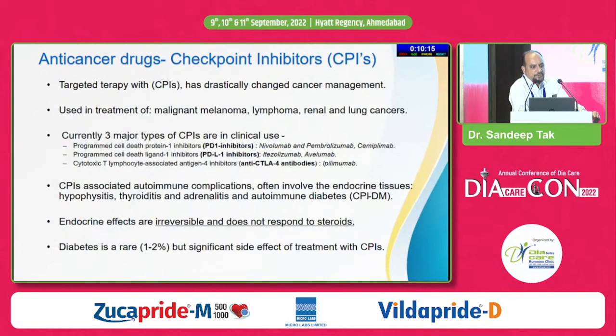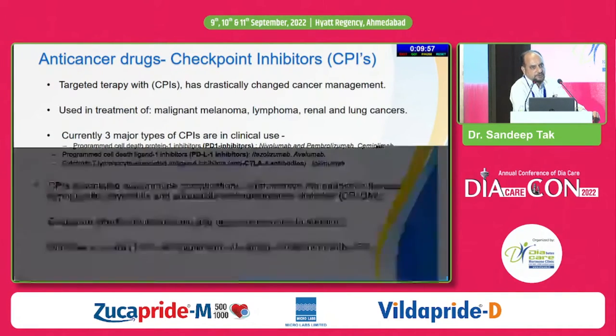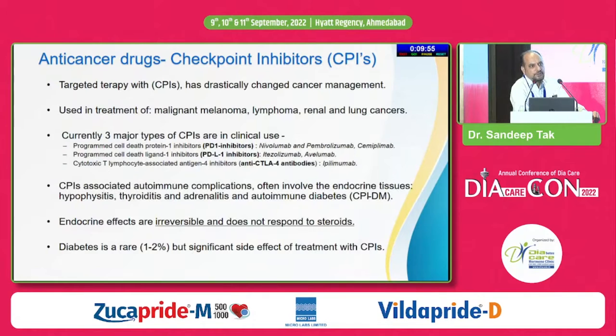But checkpoint inhibitors can cause autoimmune complications in 1 to 2% of patients. It can cause autoimmune destruction of the pituitary, thyroid, adrenal, or pancreas. Any of them can occur. And once it occurs, the process starts. It is usually irreversible. It doesn't respond to steroids. So this is a very uncommon side effect, but a very important side effect because it's almost permanent insulin deficient diabetes.